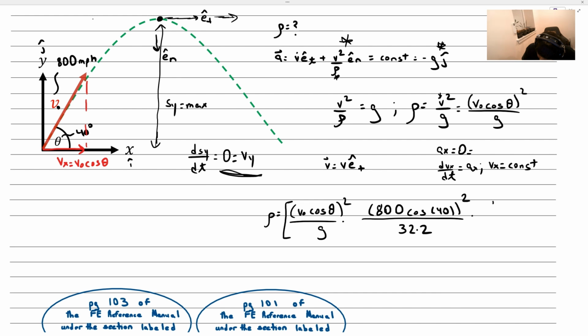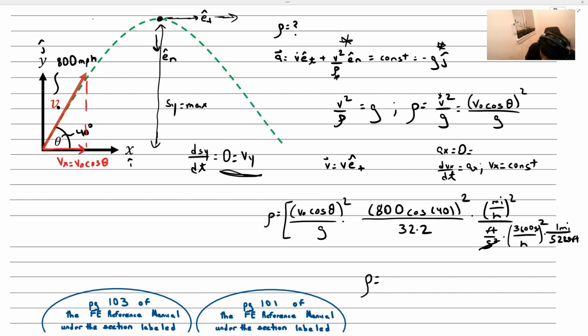So the numerator is in miles per hour. That's going to be squared. The denominator is in feet per second. If you recall, the choices were all in miles. So let's go ahead and convert the denominator here.